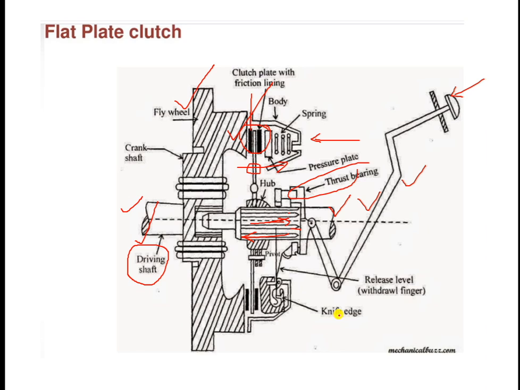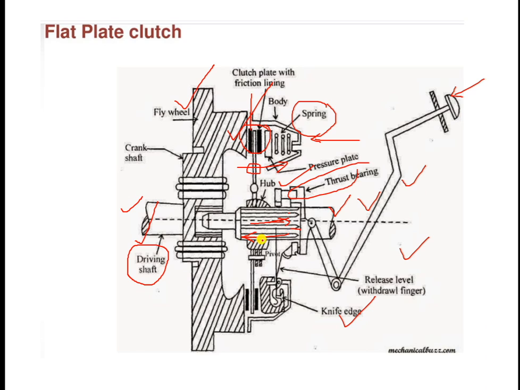There are certain other components like the knife edge, release lever, and withdrawal finger, which are mechanical components. This is the hub assembly. We will not go into details here. Here certain springs are available to withstand the forces required. Here certain sectional views are taken.